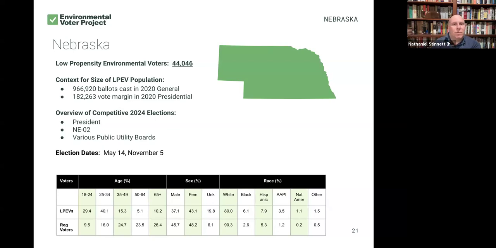What does that number mean? What does 44,000 mean in Nebraska? Well, 4 years ago in the presidential election, a little bit fewer than 1 million ballots were cast. So this is actually a relatively big number. And the margin in the presidential election, even though Nebraska was not terribly close statewide, was only about 4.5 times larger than this number of low propensity environmental voters we've identified.